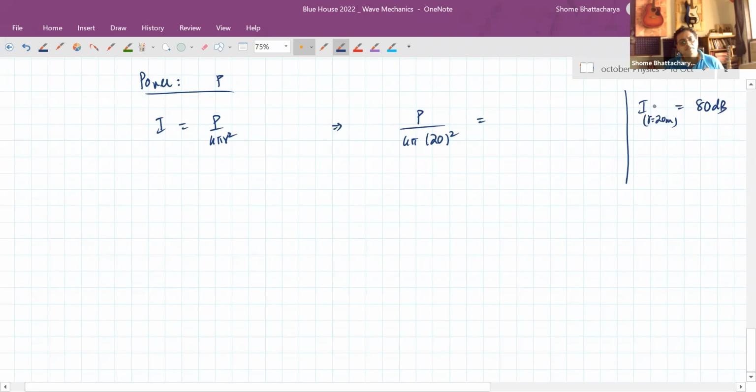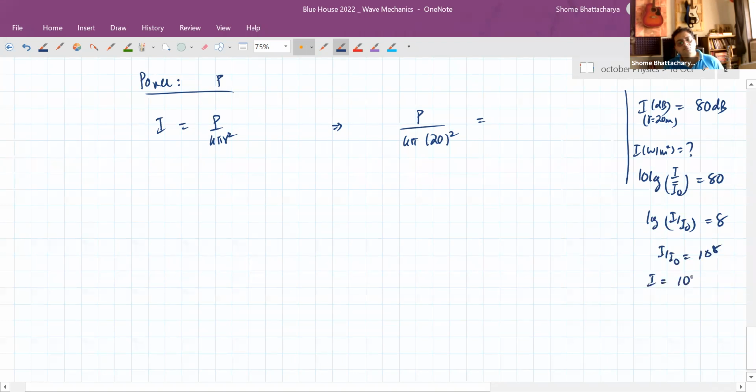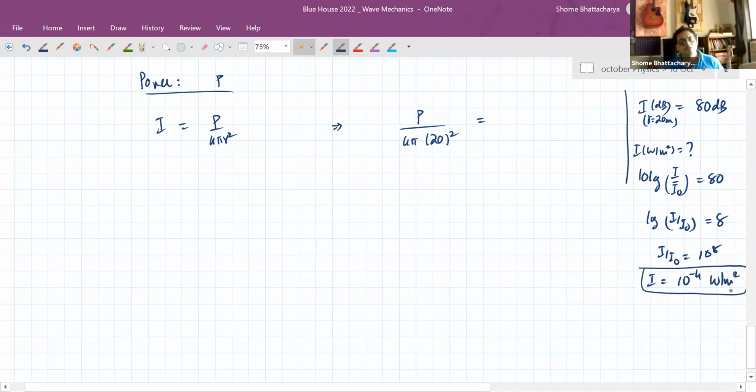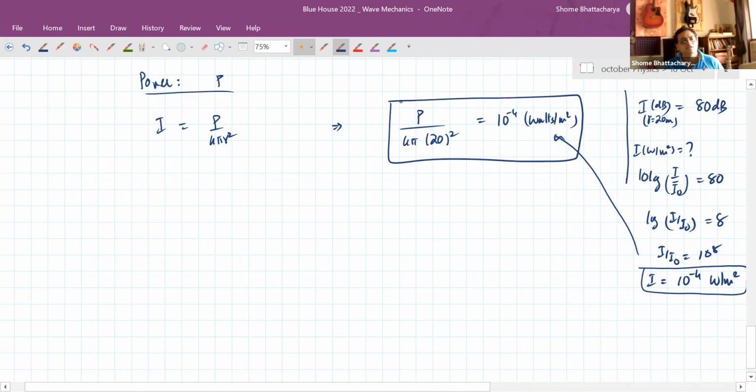That means that intensity in watts per meter square is how much? 10 log I divided by I naught is equal to 80. So log I by I naught is 8, so I by I naught is 10 raised power 8. So I is equal to 10 raised power minus 4 watts per meter square, because I naught is 10 raised power minus 12. So we have this, or we can calculate the power from this.